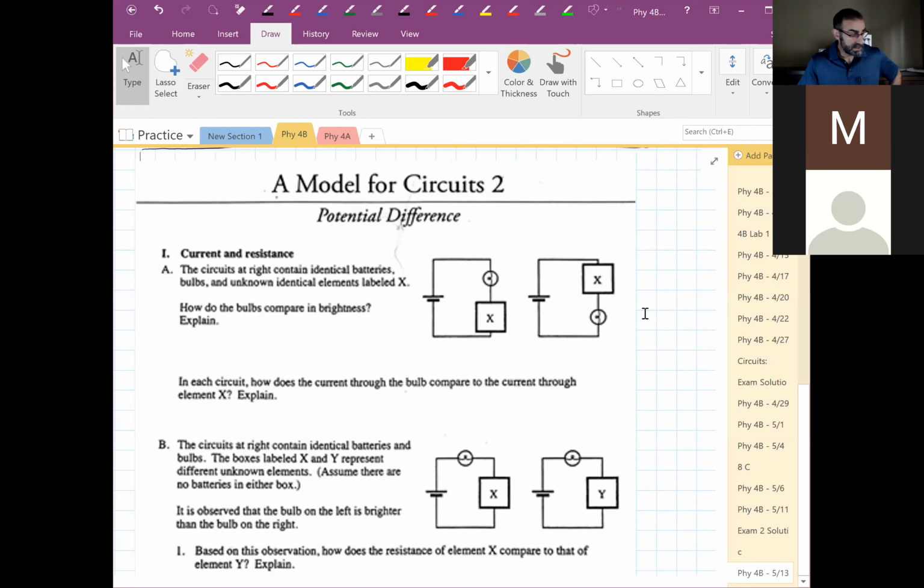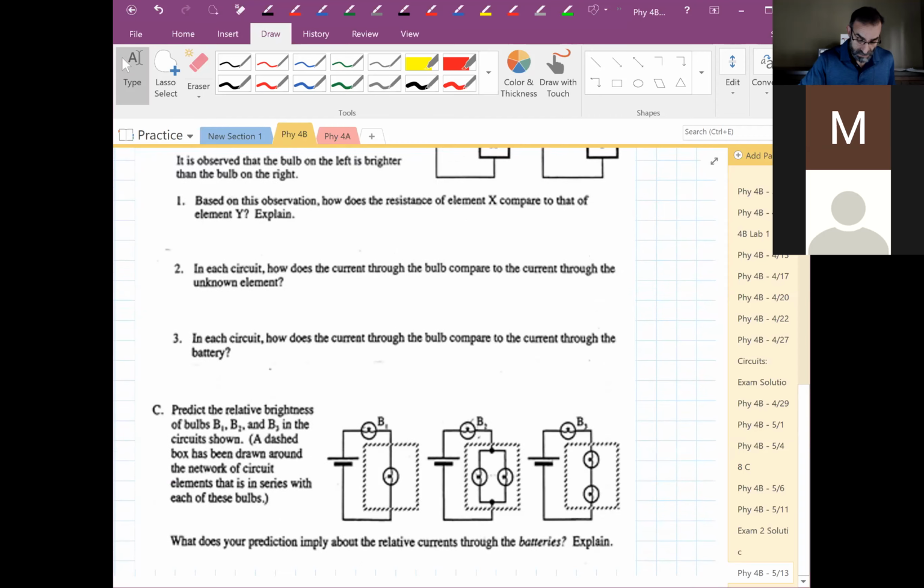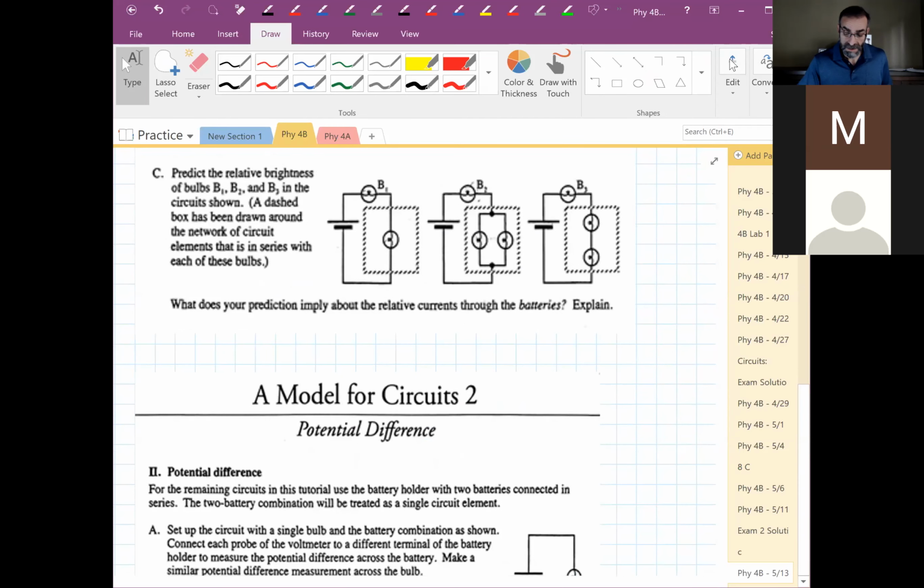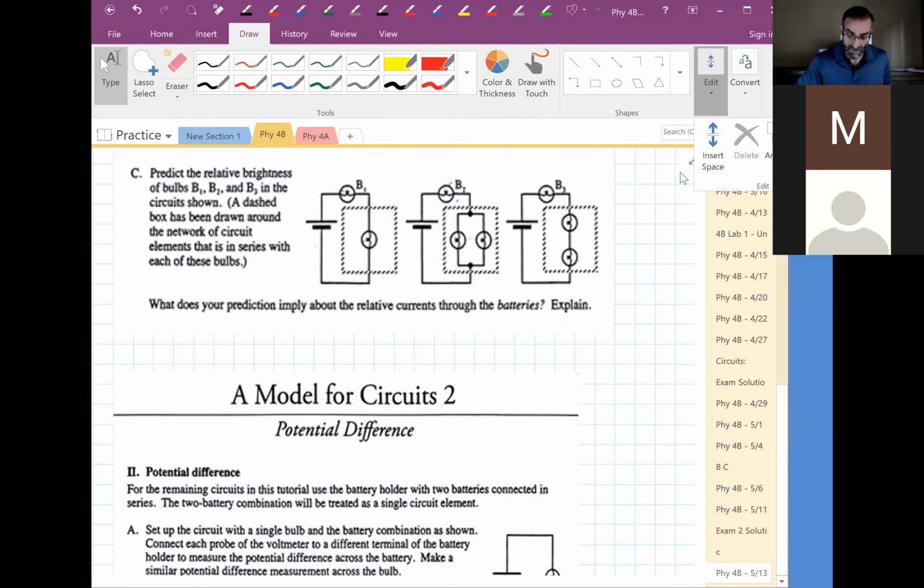So first, let me tell you the brightness of a light bulb. What does that tell us? It tells us the power being dissipated, how much energy is being dissipated per time, right? Power. So the power in a light bulb, where are we here? I need space. I'll sneak it in here, or maybe I'll sneak it in here.